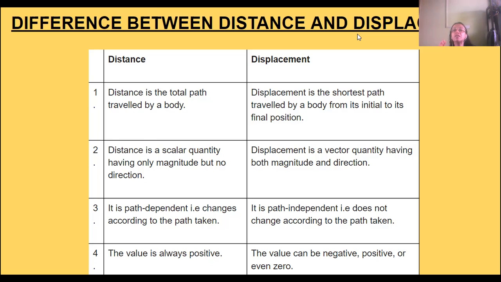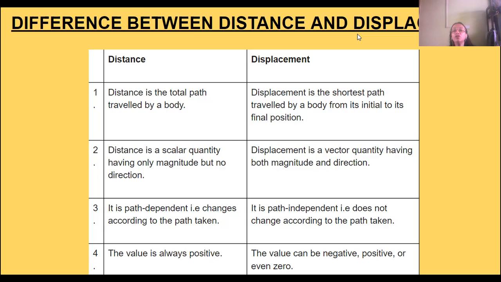Now, distance is path dependent. That is, it changes according to the path taken. Like if a car is moving north, then it takes a U-turn and then it is moving south. So the distance will be according to the path. But displacement will be the shortest distance, so it is path independent. It does not change according to the path taken. It will be just a straight line.